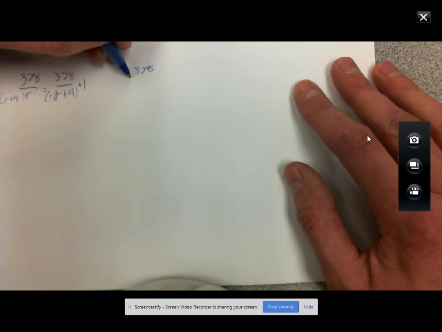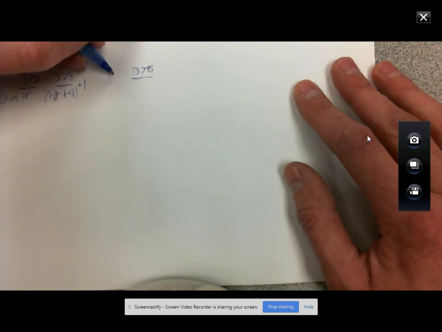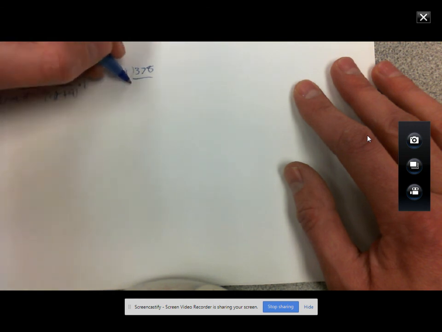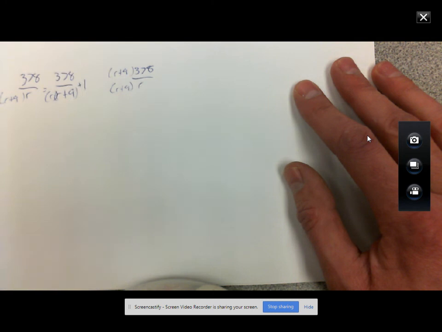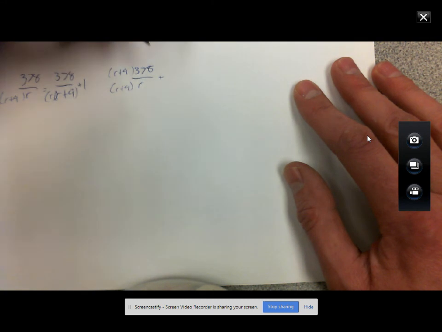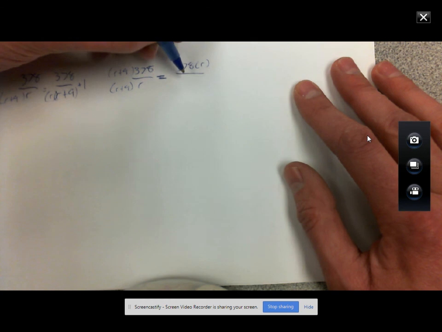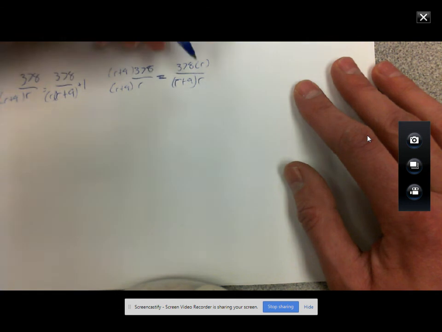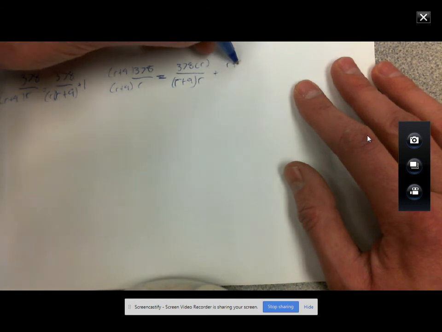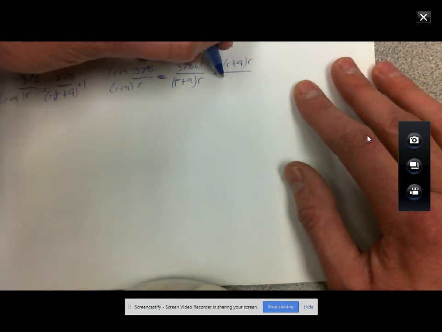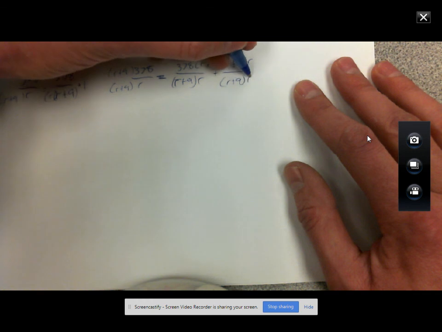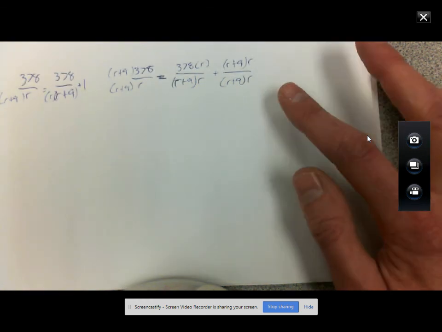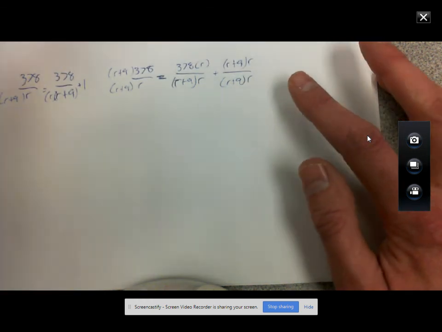into, so 378 times r plus 9, we got r plus 9 times r there, equals 378 times r over r plus 9 times r. So now they have that common denominator. I'm just going to make this r plus 9 times r over r plus 9 times r. So that's 1. Anything divided by itself is just 1.